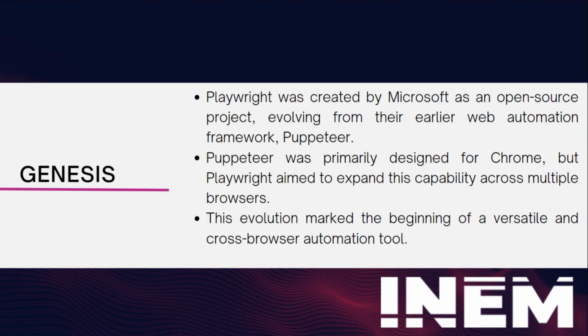Playwright was developed by Microsoft as an open-source initiative, building upon their earlier framework known as Puppeteer. While Puppeteer was primarily designed with Chrome in mind, Playwright took a step further. It aimed to extend these capabilities across a variety of browsers. This marked a significant evolution, giving birth to a versatile and cross-browser automation tool that we see today.